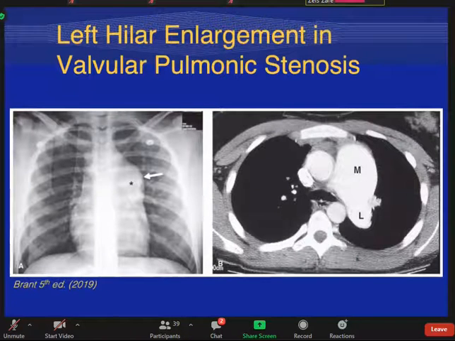In this patient with valvular pulmonic stenosis, in the radiograph, we can appreciate a middle mediastinal mass with left hilar enlargement. Axial contrast-enhanced CT shows main and left pulmonary artery dilatation as a result of the valvular pulmonic stenosis.